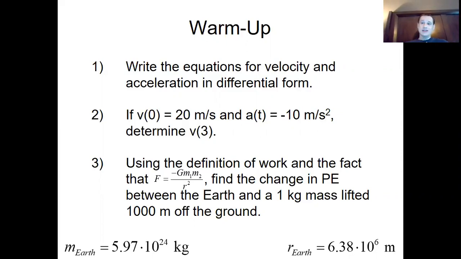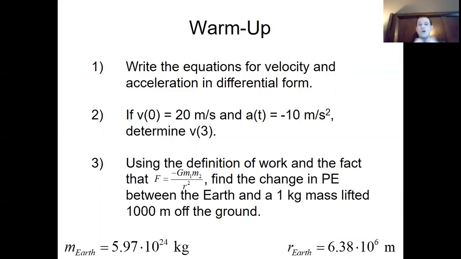And the last one, number 3, is a physics problem, okay? But it's got some calc built in it. It says, and you're not supposed to understand it right now. If you do, fantastic. If you don't, don't worry. We'll talk about that in the next section. But it says, using the definition of work, which if you're not in physics, you'll know, and the fact that F is -g m1 m2 over r squared. Might not know that equation if you're not in physics. If you do, I'm sure you recognize it. Find the change in potential energy between the Earth, okay, so you got this big ball of Earth, and this 1 kilogram mass that's lifted 1,000 meters off the ground. How much potential energy does it gain in that case? And there's some constants down below to help out with that. Let's do one at a time.